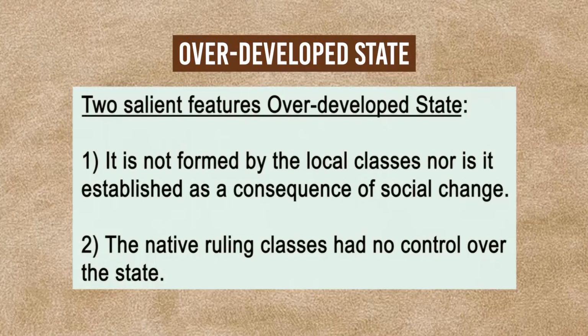So when we talk about this overdeveloped state, there are basically two salient features of this type of state. One, it is not formed by the local classes, nor is it established as a consequence of social change. And two, the native ruling classes have no control over the state. Now, it should be kept in mind that an overdeveloped state basically weakens the democratic institutions. So even in those third world countries where democratic institutions exist and the elective representatives control the state agencies, the bureaucracy retains its domination over the state. However, it exercises control in league with the politicians.